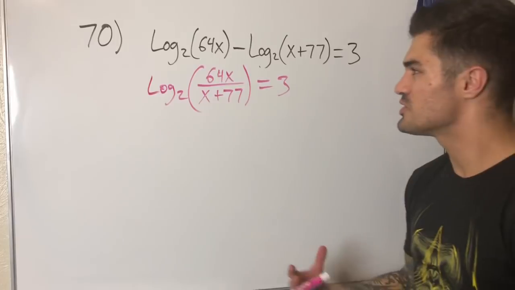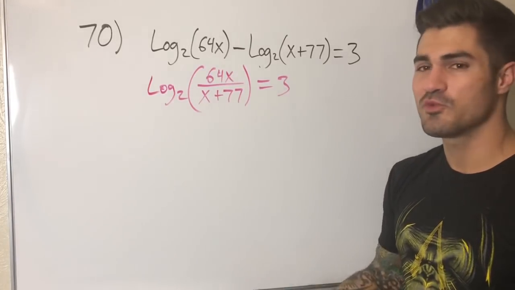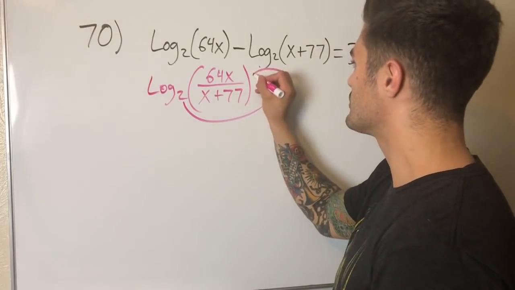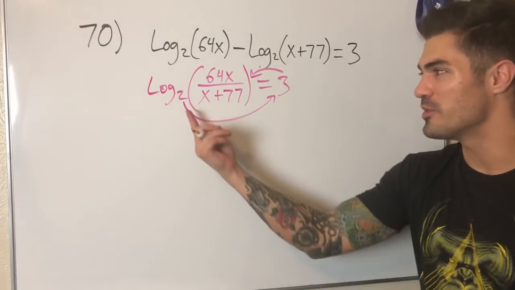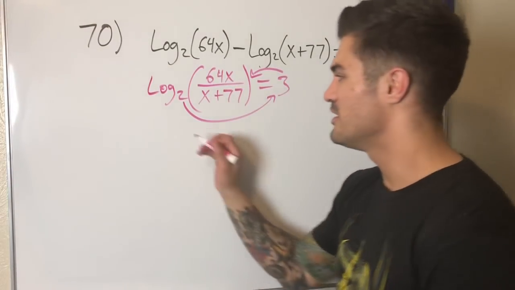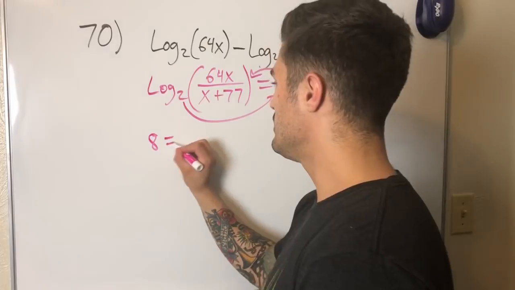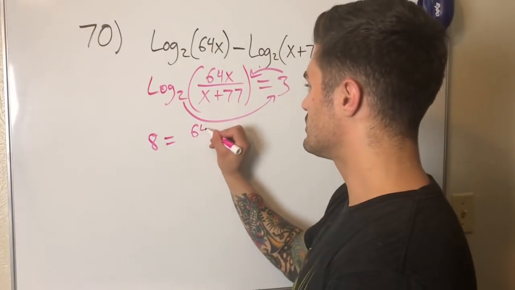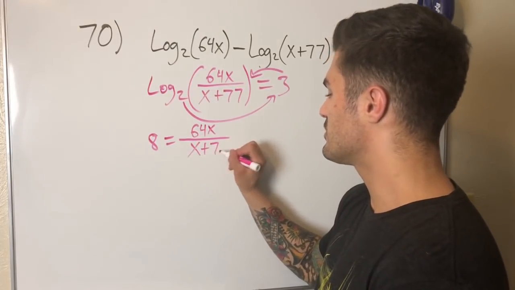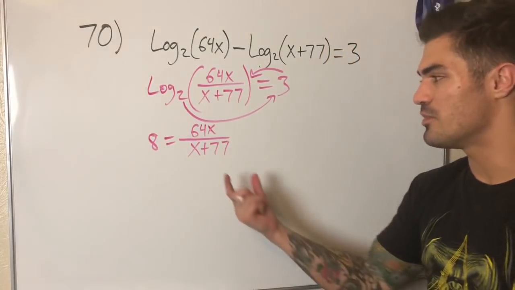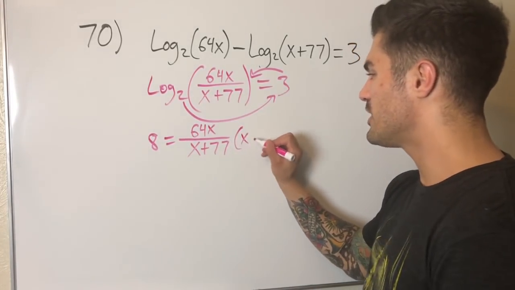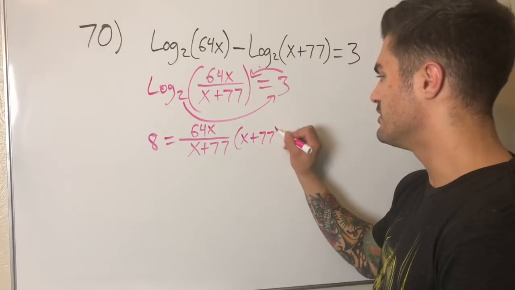So now I can use my property that allows me to transform this into an exponential, right? I can say this is the same as saying 2 to the third equals this stuff inside here. That's how I remember it. I draw the arrows. 2 to the third equals that stuff. So 2 to the third is 8. So I have 8 equals this stuff inside the log, 64x over x plus 77. These are kind of ugly numbers. These are kind of big because now I got to multiply both sides by the denominator. I want to get rid of that fraction. So I'm going to multiply both sides by x plus 77.